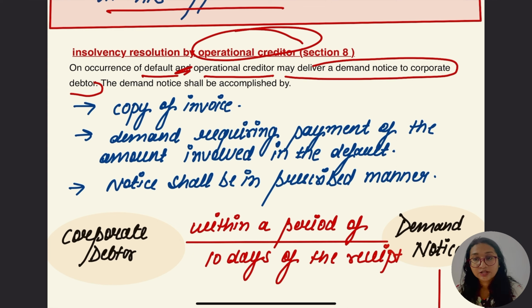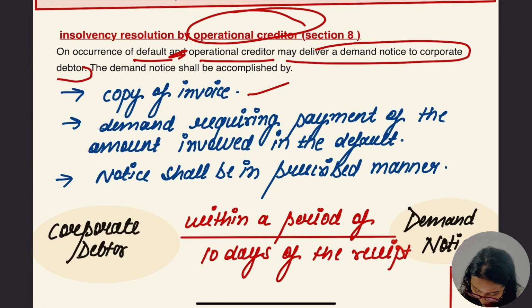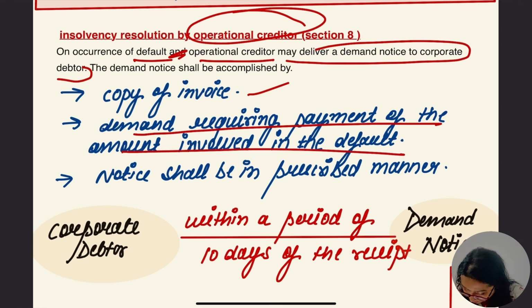In case of an operational creditor, they have to give the demand notice to whom? To the corporate debtor. But what about in case of a financial creditor? Is there anything? No. In their case, they can directly apply to whom? To the AA. Hope this point was clear. So on occurrence of default, the operational creditor may deliver a demand notice to the corporate debtor. The demand notice shall comply with a copy of the invoice. Along with that demand notice, they have to send the copy of the invoice, demand requiring payment of the amount involved in the default, which means the payment.